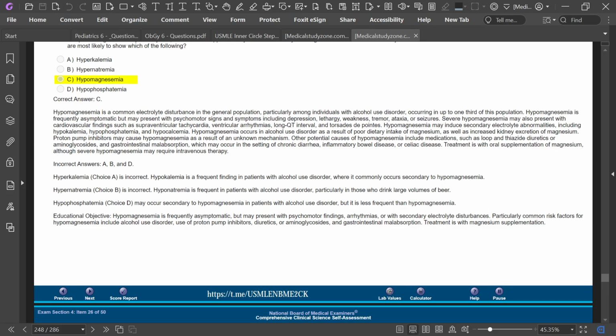Hypomagnesemia occurs in alcohol use disorder as a result of poor dietary intake of magnesium, as well as increased kidney excretion of magnesium. PPIs may cause hypomagnesemia by an unknown mechanism. Other potential causes include loop and thiazide diuretics, aminoglycosides, and gastrointestinal malabsorption, which may occur in the setting of chronic diarrhea, inflammatory bowel disease, and celiac disease. Treatment is oral supplementation of magnesium, and severe hypomagnesemia may require IV therapy.